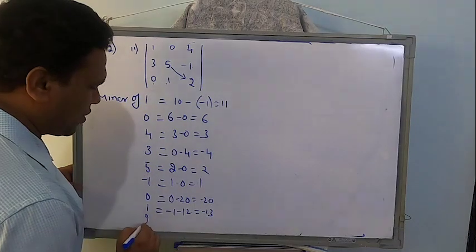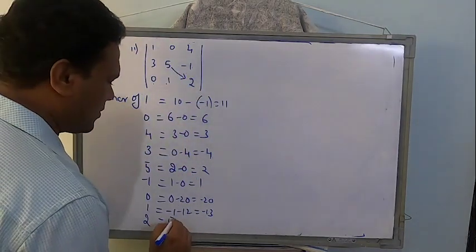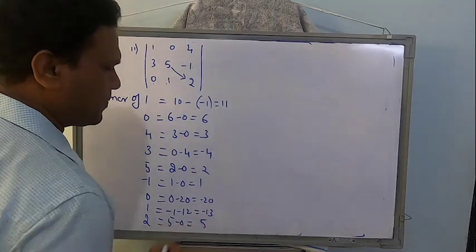The last, minor of 2 equal to, 5 minus 0, or it's going to be 5.